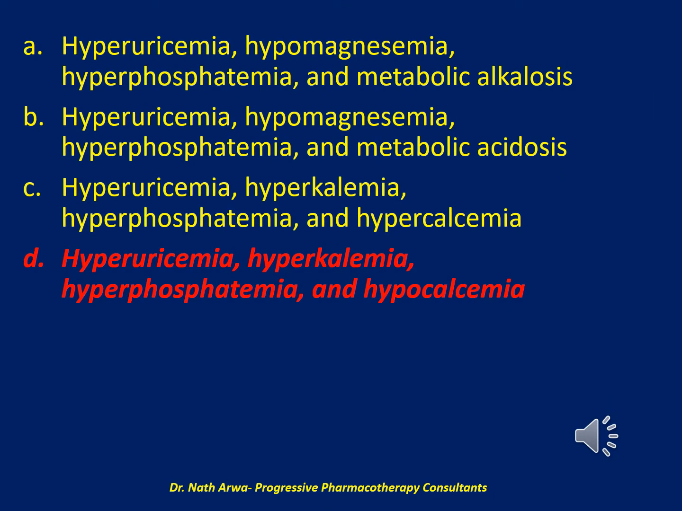And the correct answer is D. Hyperuricemia, hyperkalemia, hyperphosphatemia, and hypercalcemia. Hyperuricemia, hyperkalemia, hyperphosphatemia, and hypercalcemia are the characteristic findings in patients with tumor lysis syndrome. These changes arise from the rapid release of intracellular nucleic acids, potassium, and phosphorus from malignant cells.